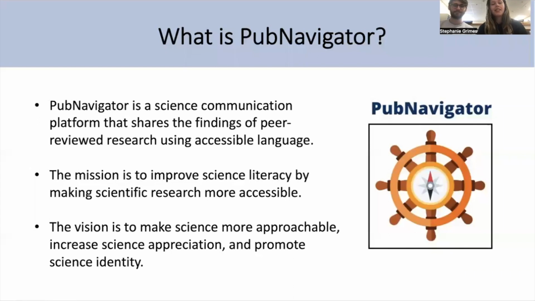Pub Navigator is a science communication platform that shares the findings of peer-reviewed research using accessible language. All Pub Navigator articles are written at a 12th grade reading level or below, so that everyone can understand them. The mission is to improve science literacy by making scientific research more accessible. And the vision is to make science more approachable, increase science appreciation, and promote science identity. And right now, there are 30 Pub Navigator articles on the website.